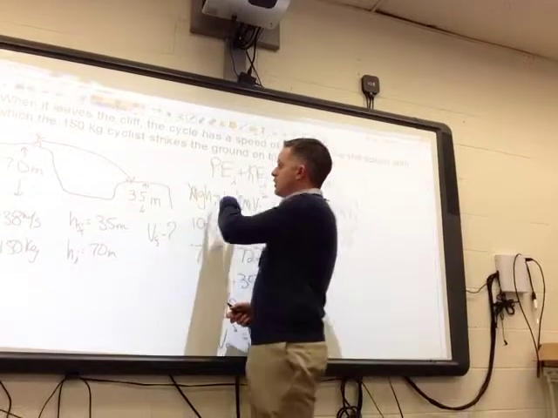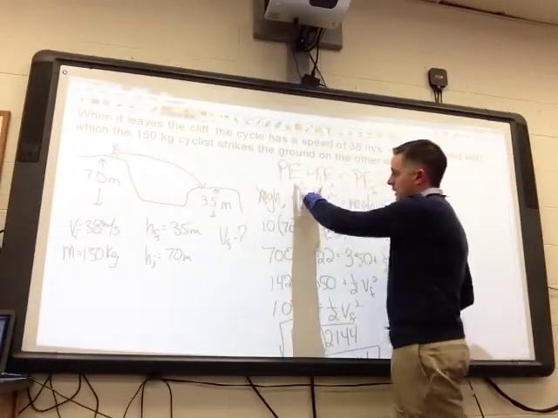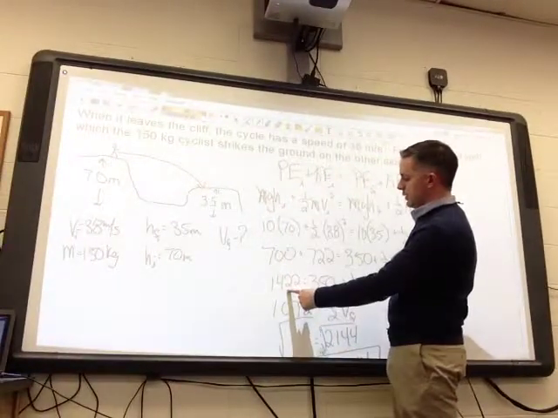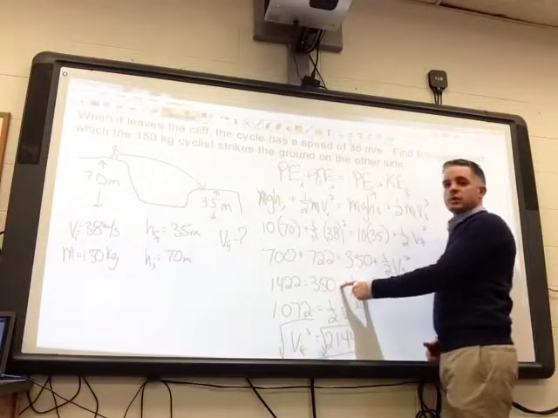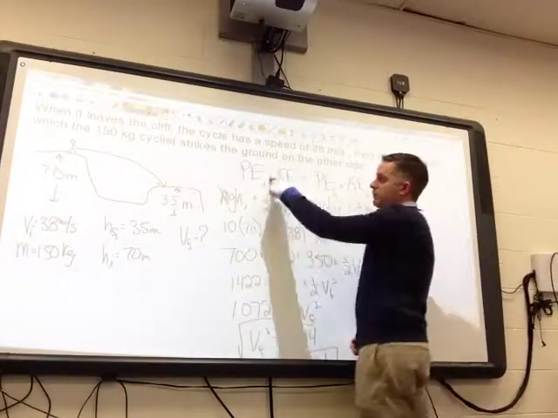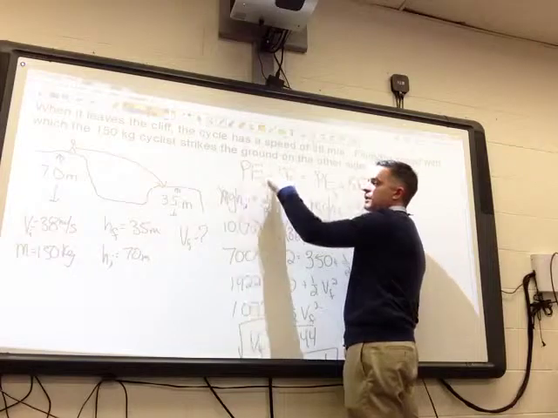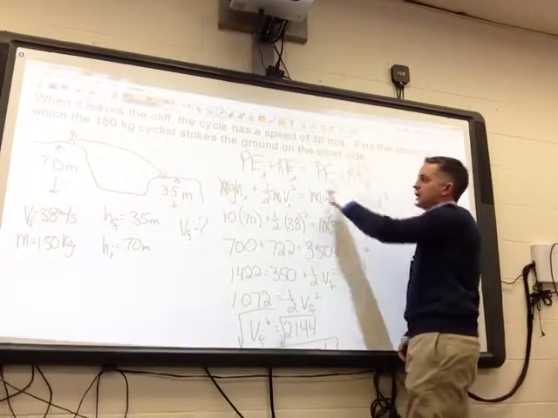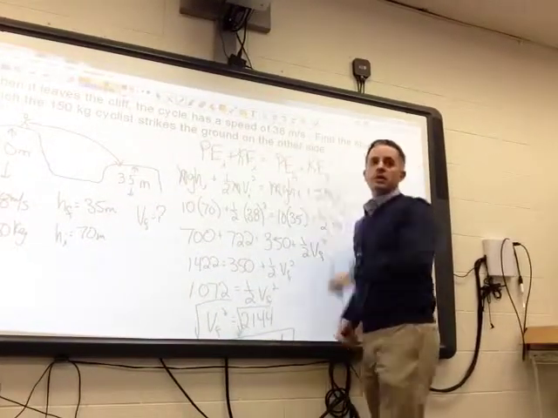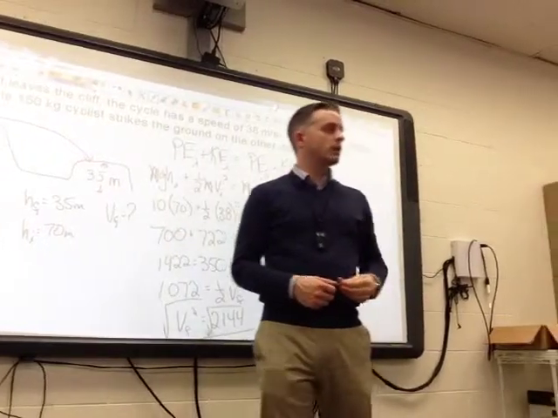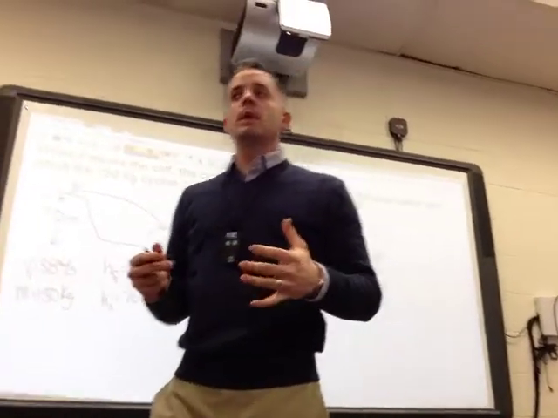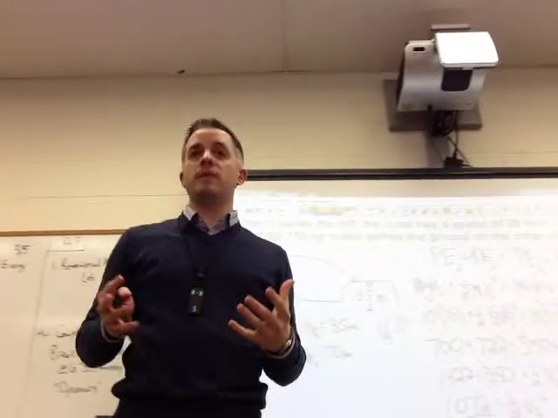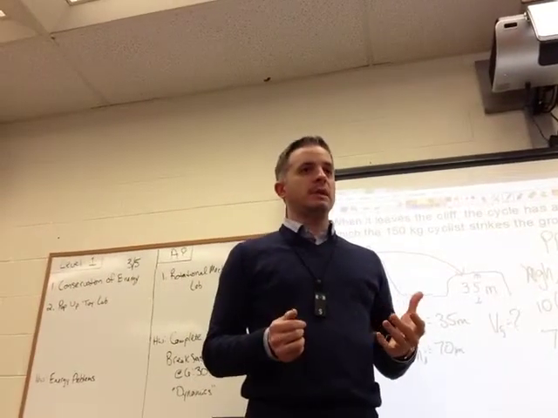So if you took these two, which would be 1422, this side would have to be 1422 as well. So he started with an initial total energy of 1422. He ended with a final total energy of 1422. The numbers are the same. We just changed the distribution of them. Okay, does that make sense?